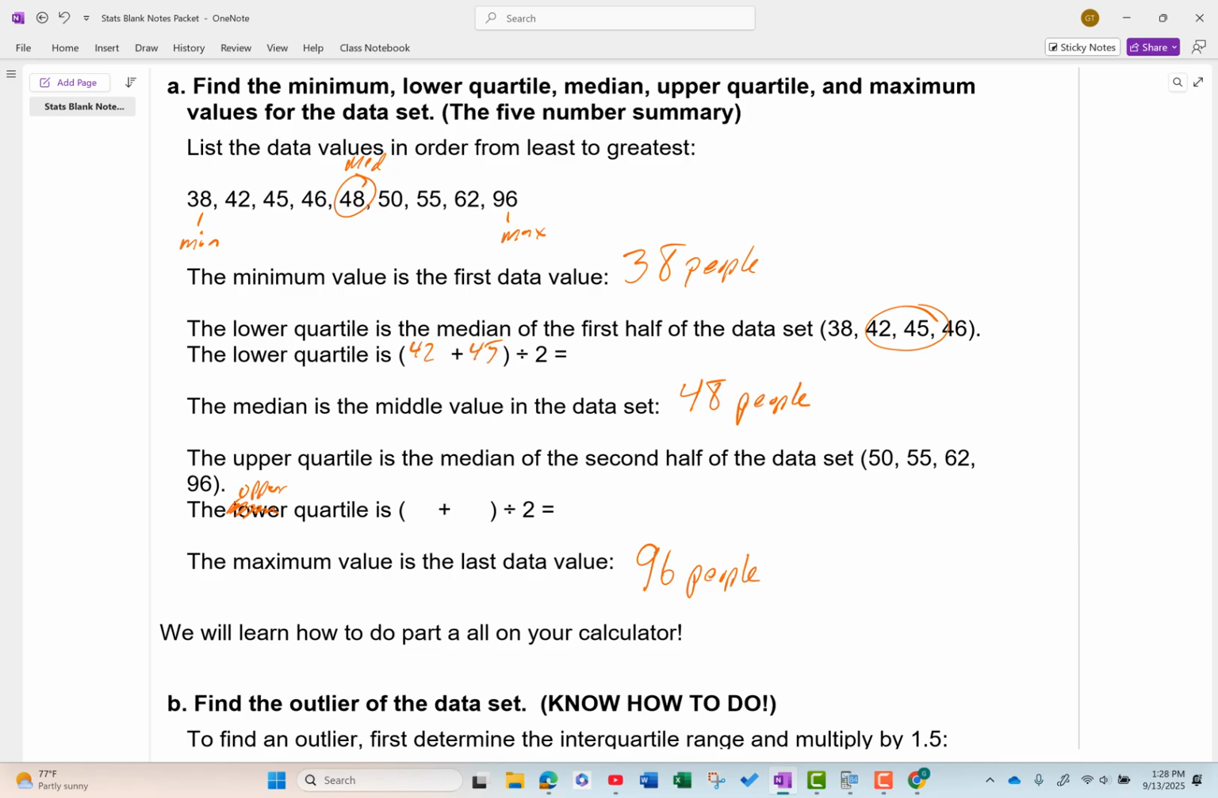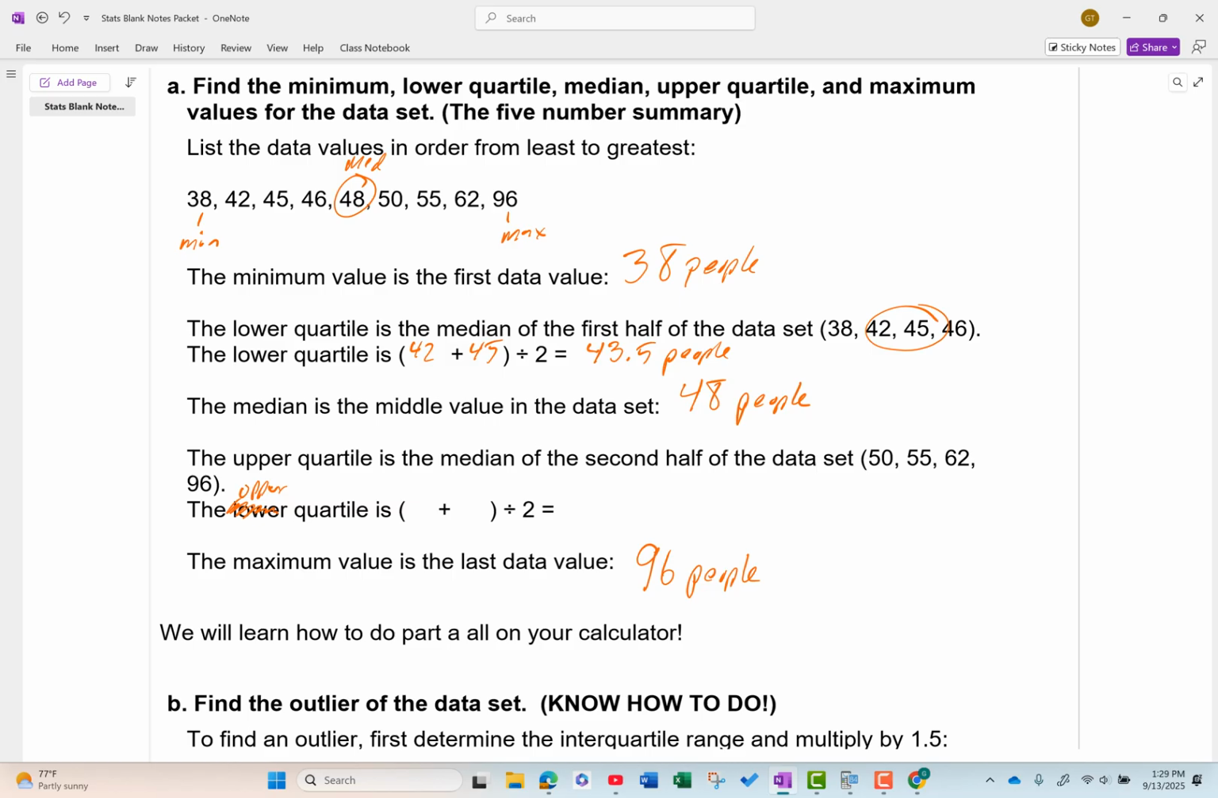So just like we did in the first video talking about mean, median, and mode, if we have an even number, I've got to take the two values in the middle, add them, divide by 2, so basically find the average of those. And I find that Q1 is going to be 43.5 people.